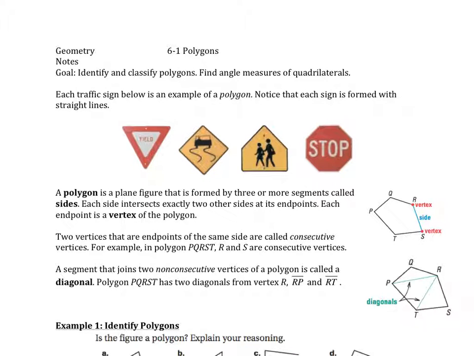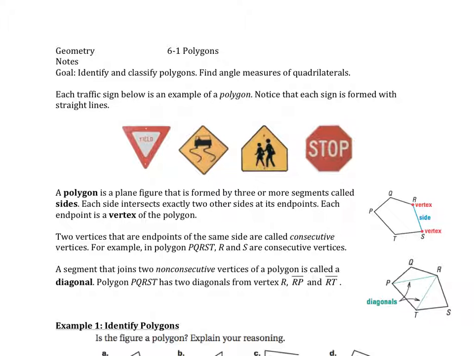Okay, Unit 6, the first section, 6.1, we're going to identify and classify polygons. We're going to find angle measures of quadrilaterals. So a polygon, note that these street signs, each is formed with straight lines.